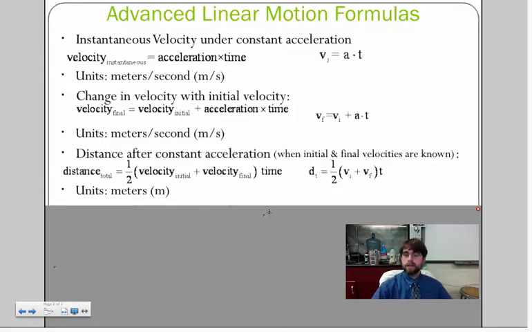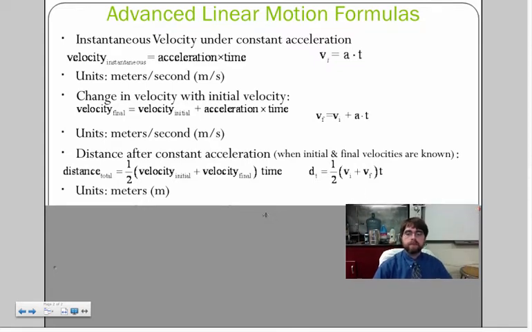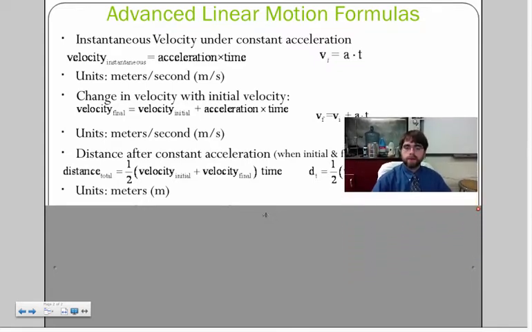Really, all that is doing there is taking an average of those two velocities. We have an initial velocity, a final velocity. It was a constant acceleration, so all the velocities in between were nice and smooth. And so really all we're doing there is taking an average of the velocity, multiplying that by time, because a speed times a time will give us a distance. Because we're solving for distance there, by the way, the units, of course, are meters.